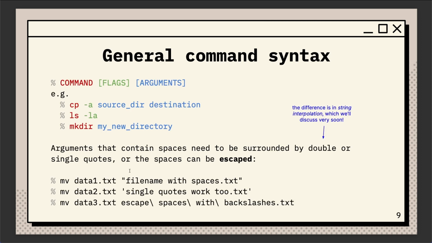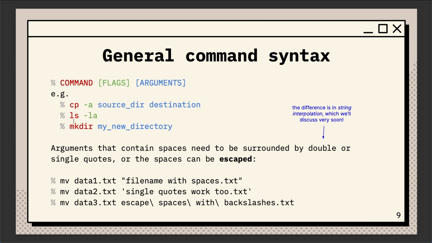So every command follows this general syntax. We'll have the name of the command, followed by optional flags, and then any arguments that need to be provided to the command. So here are some examples. We have this copy command. We gave it a -a flag, which informs that it's not copying a single file, but instead a whole directory. And then we need to supply the source directory as well as the destination directory.